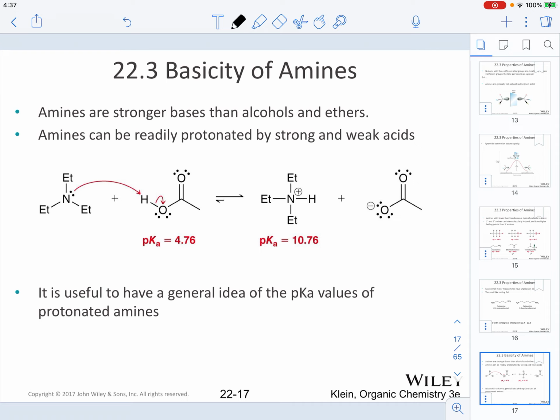This is ethanoic acid. When these two molecules are in the presence of each other, the protonated amine is going to have a higher pKa than the carboxylic acid. So this reaction is actually favored towards the deprotonation. It is useful to have a general idea of the pKa values of protonated amines. They tend to be between 9 and 10.